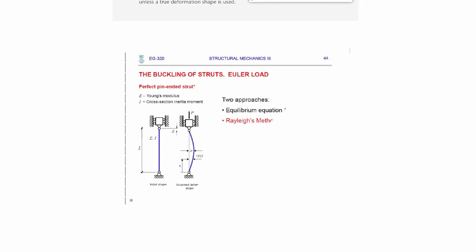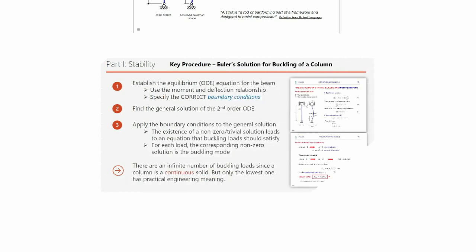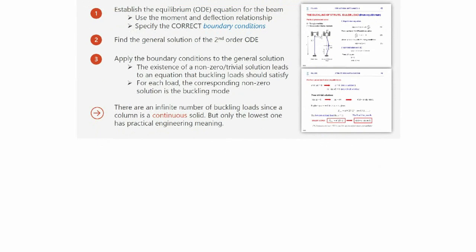The classic Euler solution will give the exact buckling load, but needs to solve a second-order ordinary differential equation, ODE, and thus is hard for complicated cases. Rayleigh's method is simpler and follows the same TPE approach as in the spring bar cases. But only one buckling load can be found. It may be an approximation which would always be larger than the true value, unless a true deformation shape is used.